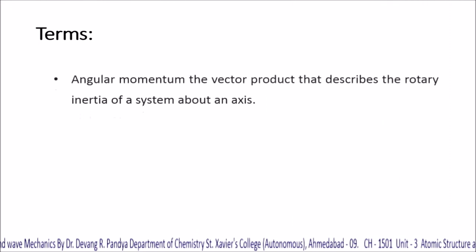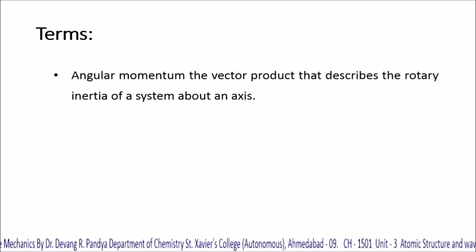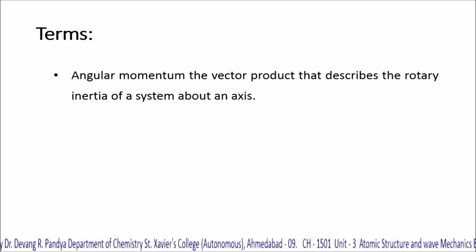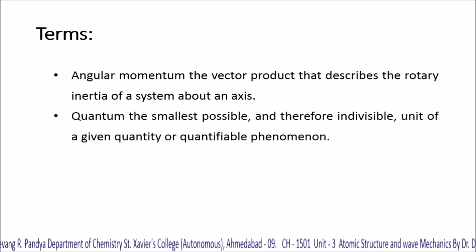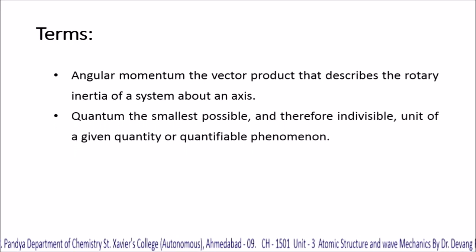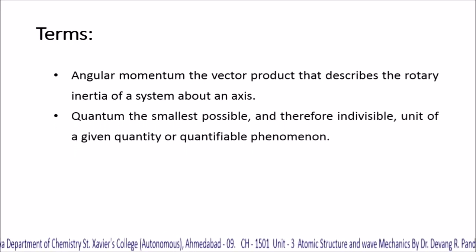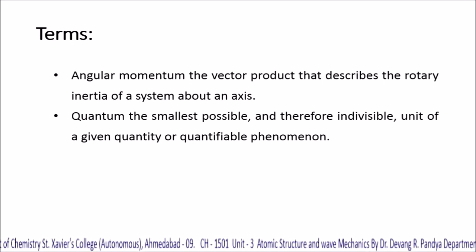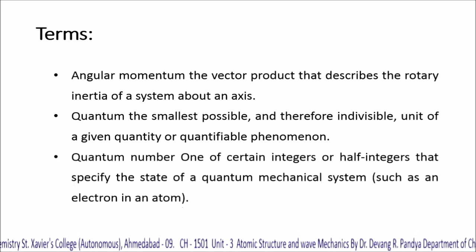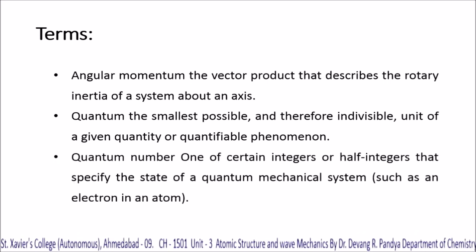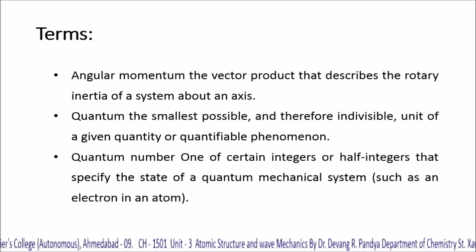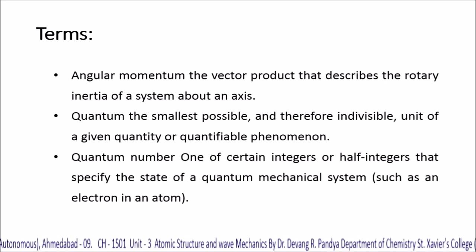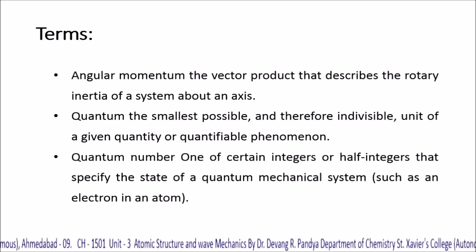Terms which we are going to use here: angular momentum, the vector product that describes the rotatory inertia of a system about an axis. Quantum, the smallest possible and therefore indivisible unit of a given quantity or quantifiable phenomenon. And quantum number, one of certain integers or half integers that specify the state of a quantum mechanical system, such as an electron in an atom.